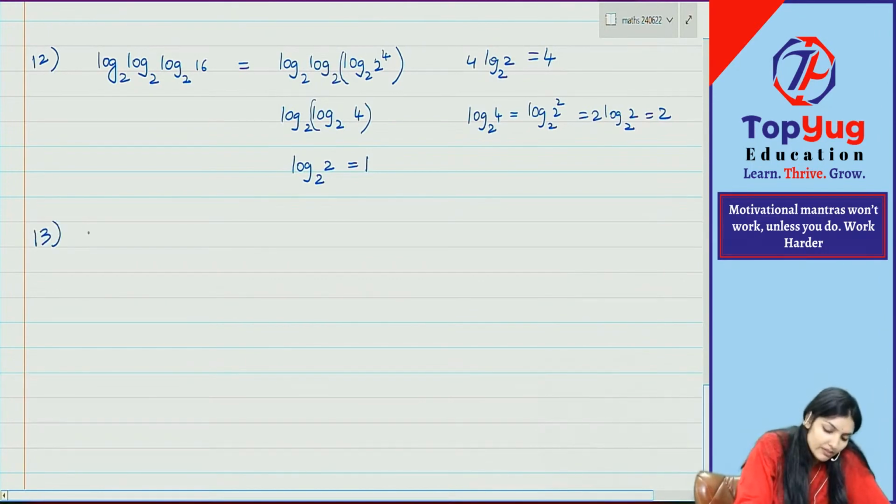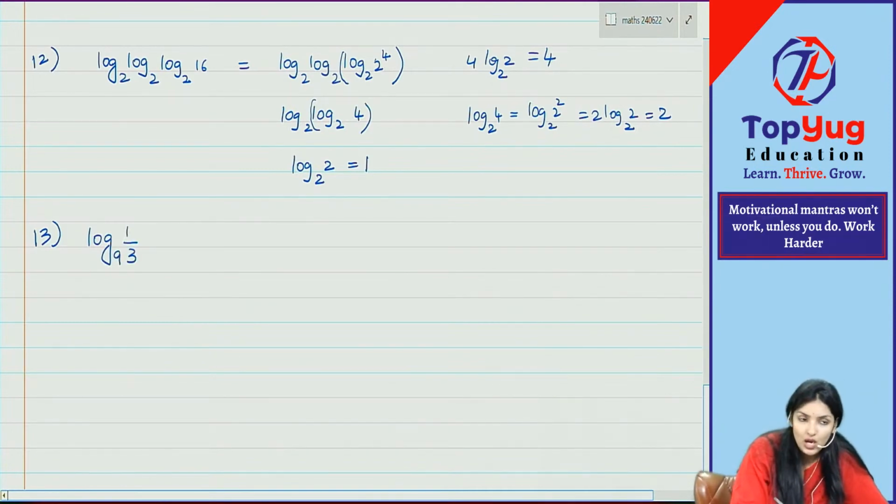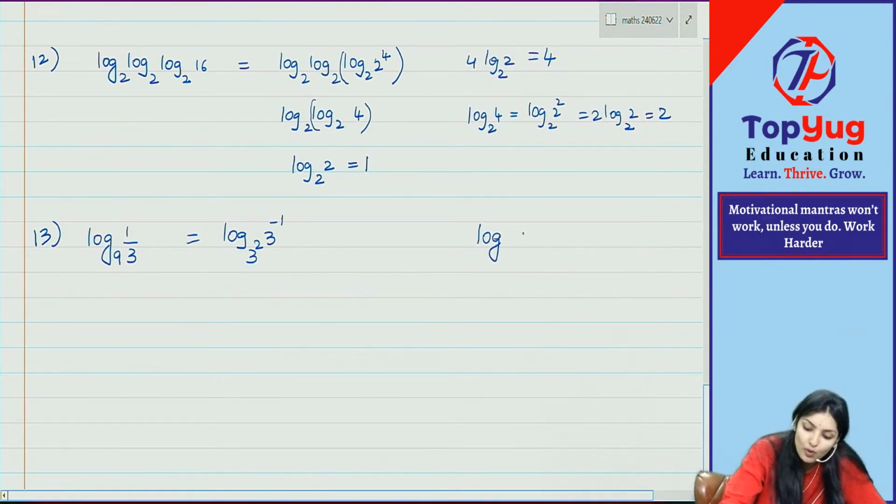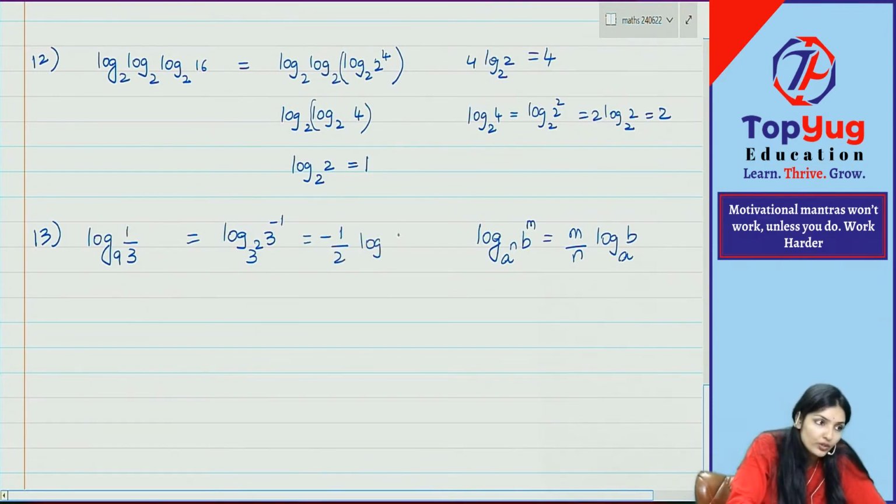Now 13th one. Value of log of 1 by 3 to the base 9. So how can I write this? 9 I can write as 3 square. 1 by 3 I can write as 3 to the power minus 1. So this is in the form of log b to the base a to the power m by n. So minus 1 by 2 log 3 to the base 3. So the answer is minus 1 by 2 into 1, minus 1 by 2. Easy, na?